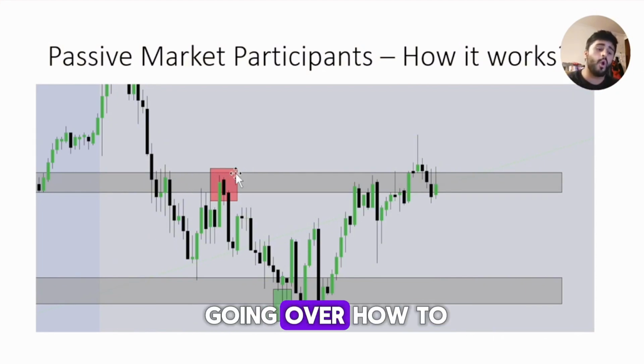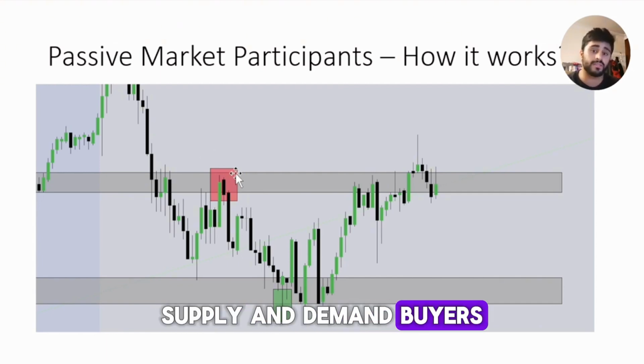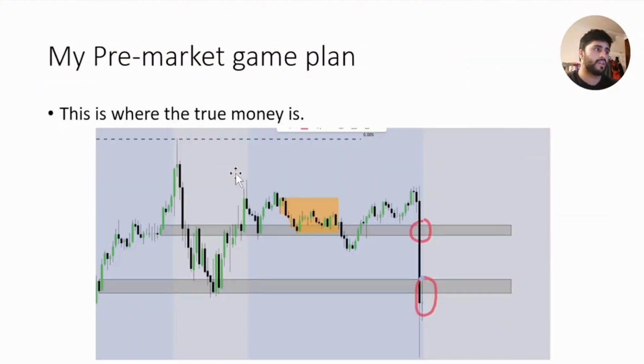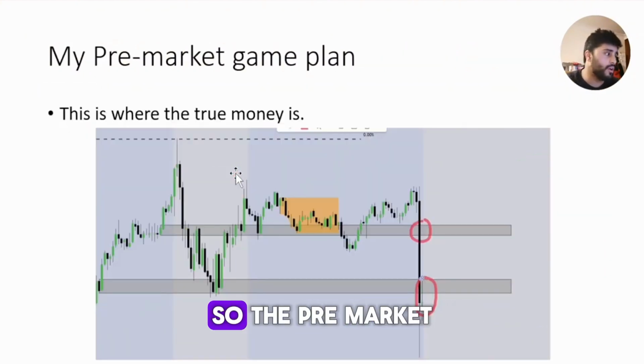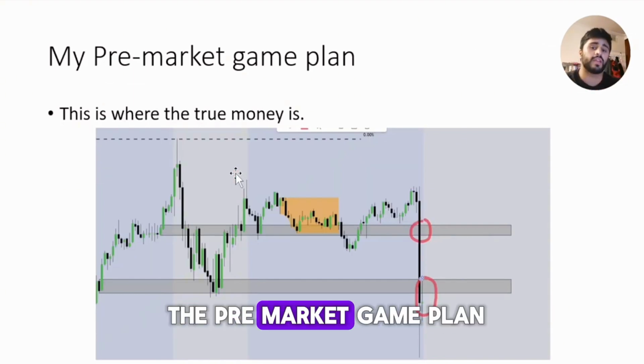And we're going to be going over how to look for a key level, so where to trade from, what to look for, supply and demand, buyers and sellers, and why a supply forms and why a demand forms. Now, with that being said, the pre-market game plan is where essentially the money is, right? The money is in the pre-market game plan.